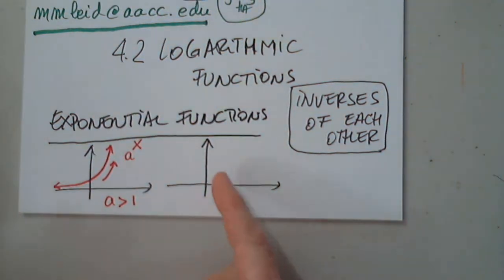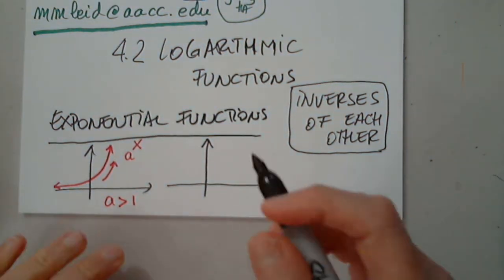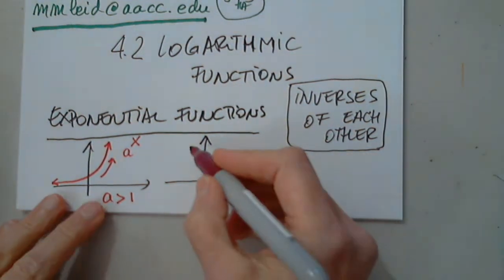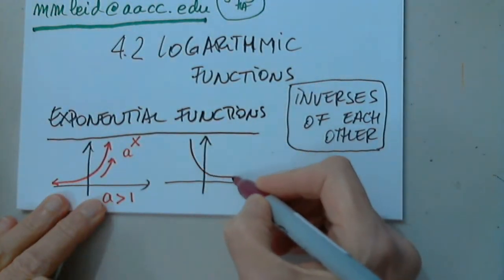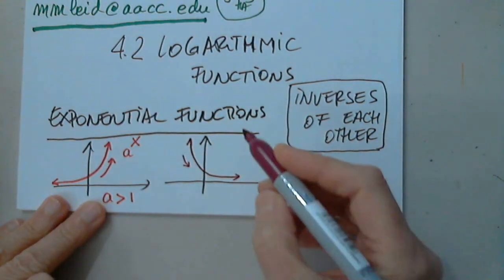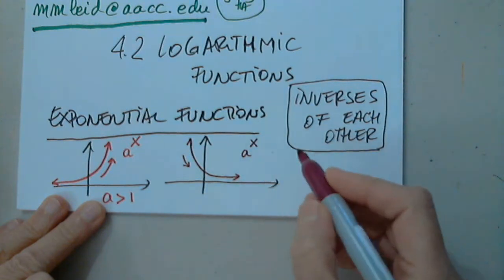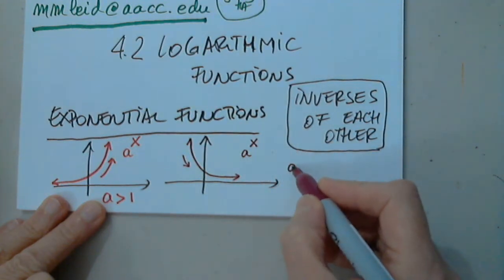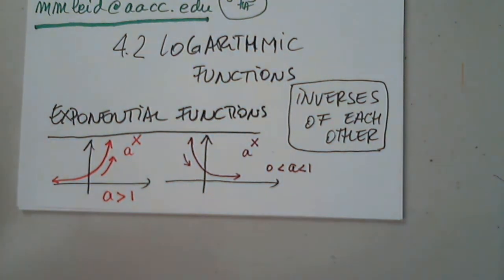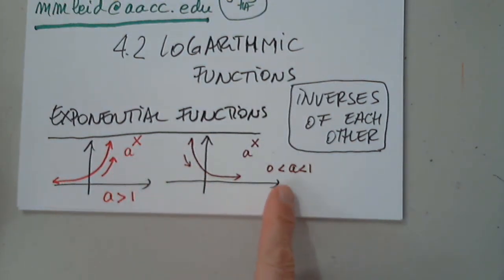Okay, so here's the other shape. The other shape is a decreasing function on all its domain. As you see, it's always decreasing. And this function is still a to the x, but the base is tiny. So it's between 0 and 1. Increasing on all its domain, decreasing on all its domain. Base greater than 1, base less than 1.